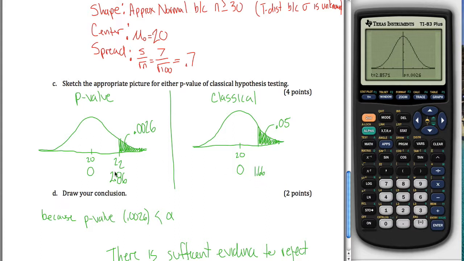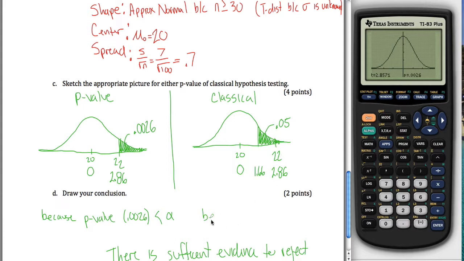So what I have to do is look at my test statistic. My calculator gave me the test statistic to be 2.86 and figure out if that falls in the rejection region or not. It does in this case. It's greater than 1.66. 1.66 is right here. 2.86 is way out here somewhere. So my 22-inch vertical leap had a test statistic of 2.86, which is within the rejection region.